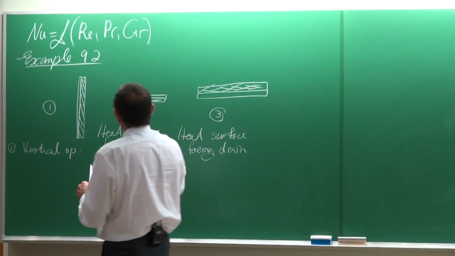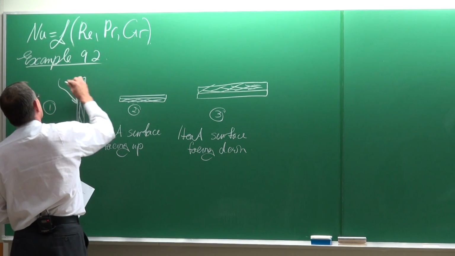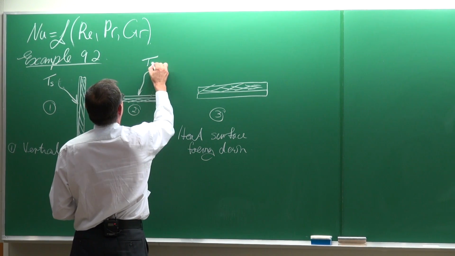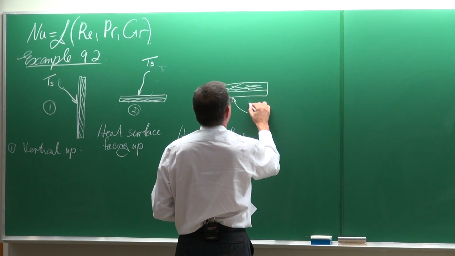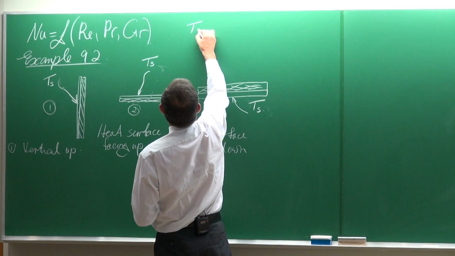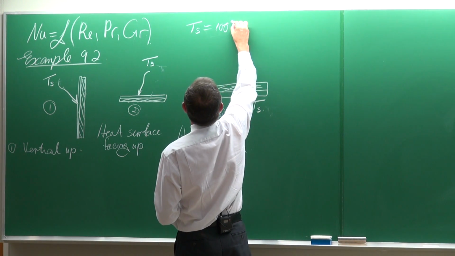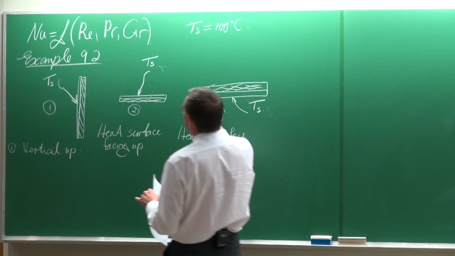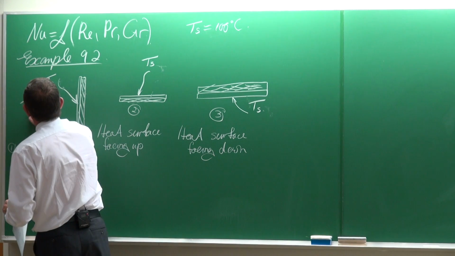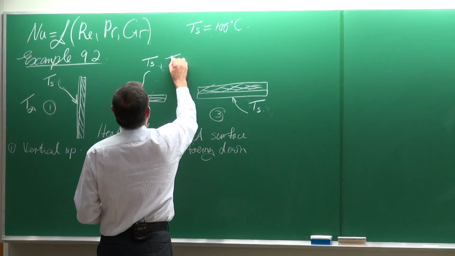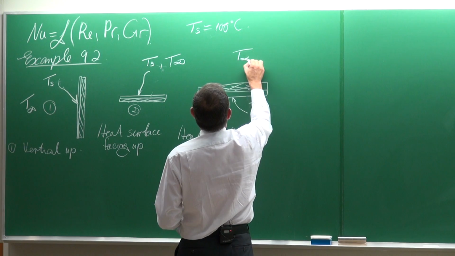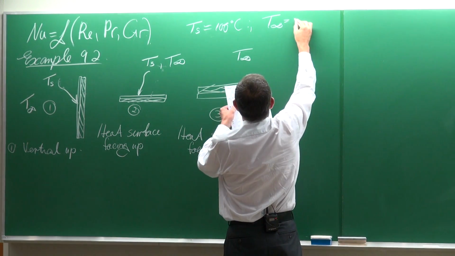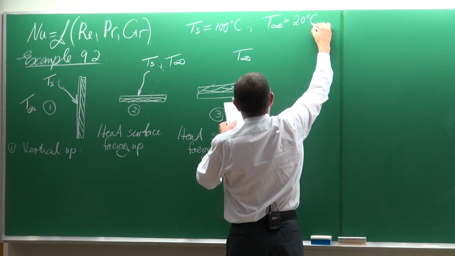And this surface temperature, that surface temperature Ts. There is Ts, and there's Ts. And Ts for all cases is 100 degrees Celsius. And this plate is in an environment, so that's the environment T infinite and T infinite. Okay, and T infinite is at 20 degrees Celsius.